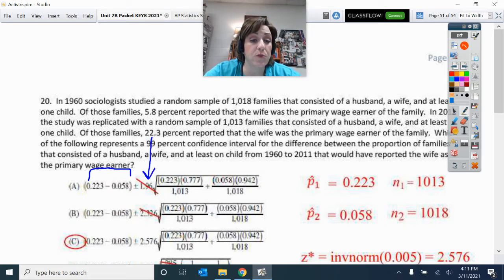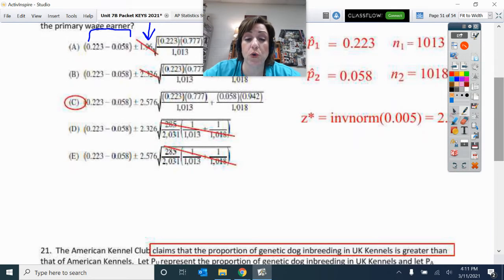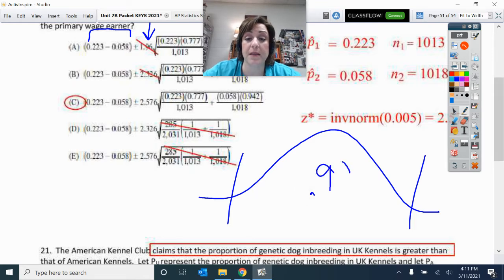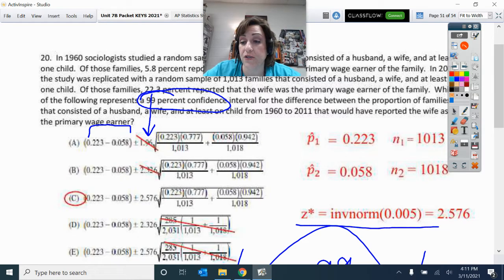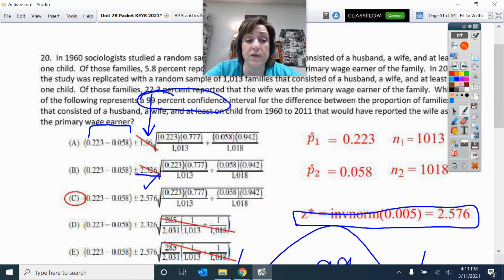Then we would have a critical value, in this case based on a 99% confidence level. Don't you dare inverse norm 0.99. Yes, 0.99 is what's in the middle, but we're going to inverse norm one tail, 0.005. So that inverse norm of 0.005 is 2.576. If you inverse normed 0.99, you got answer choice B for a critical value of 2.33, which is wrong.